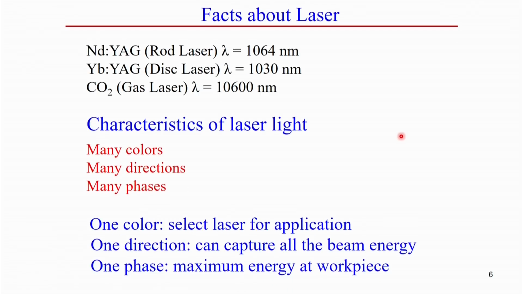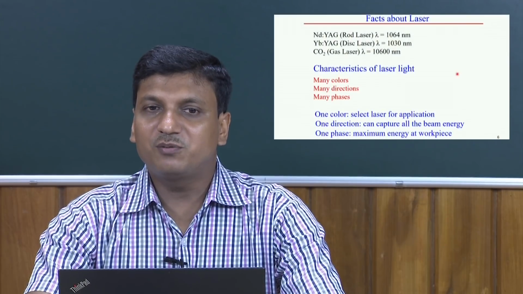One direction: rather than many directions, if it is possible to focus the laser light into one direction, that relates to the beam energy of the laser. And one phase: if we focus on one phase of the laser light, that correlates with the maximum energy that can be delivered to the workpiece.